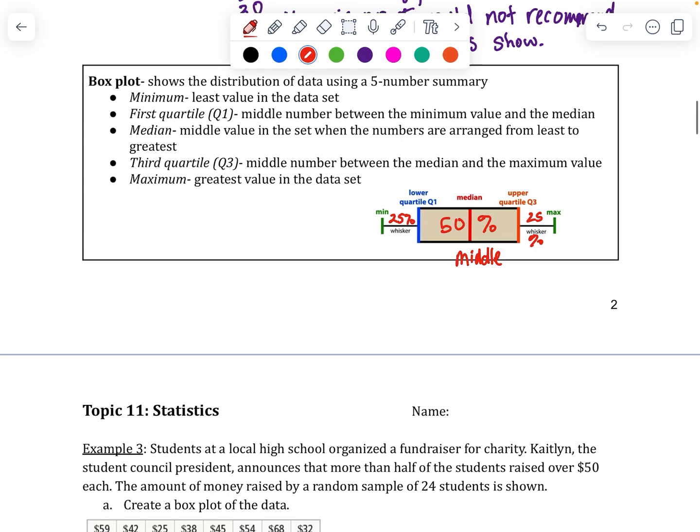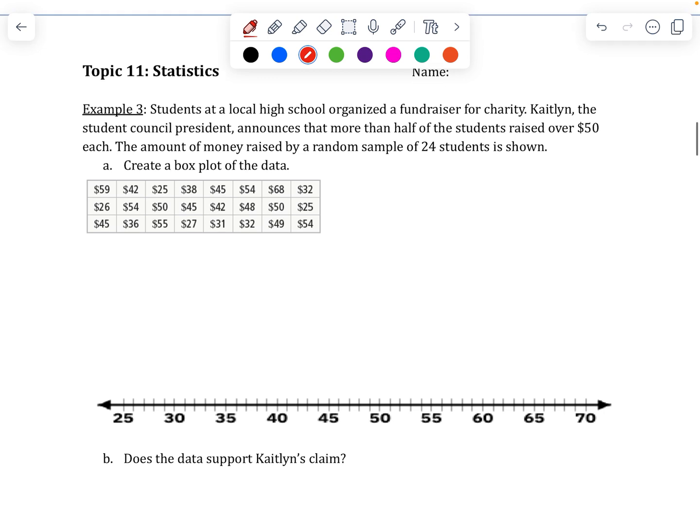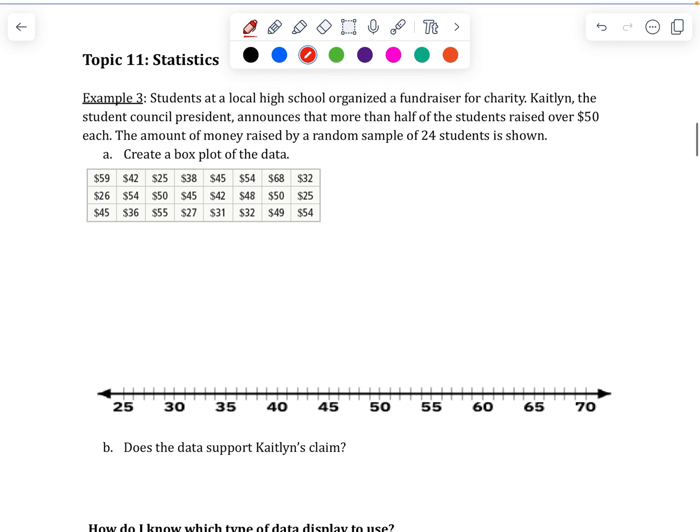So let's take a look at an example. Students at a local high school organize a fundraiser for their charity. Caitlin, the student president, announces that more than half of the students raised over $50 each. The amount of money raised by a random sample of 24 students is shown. So let's take this and create a box plot.